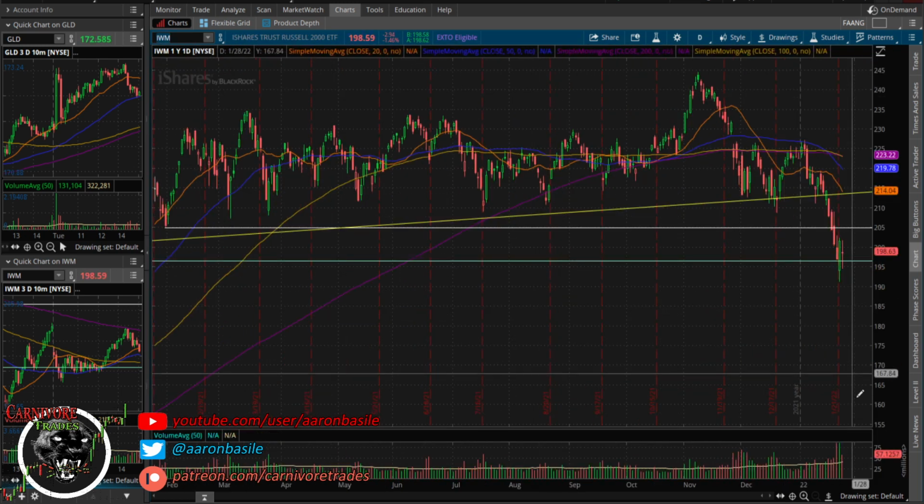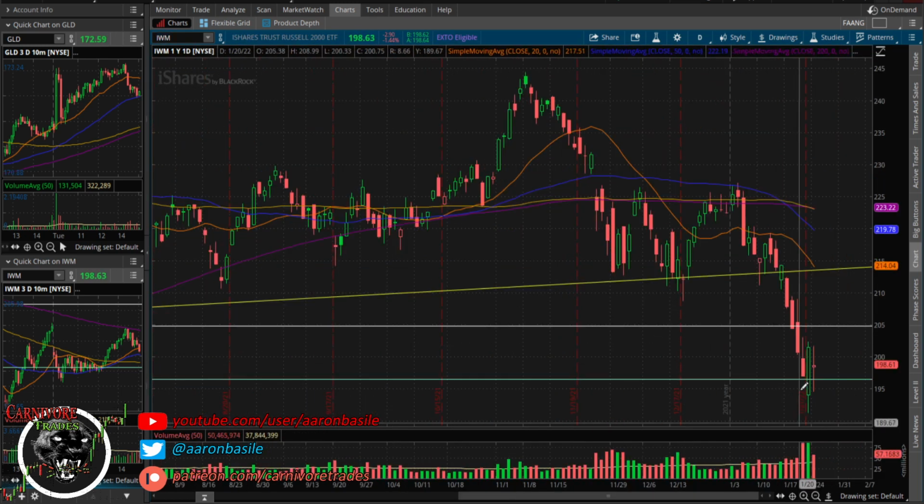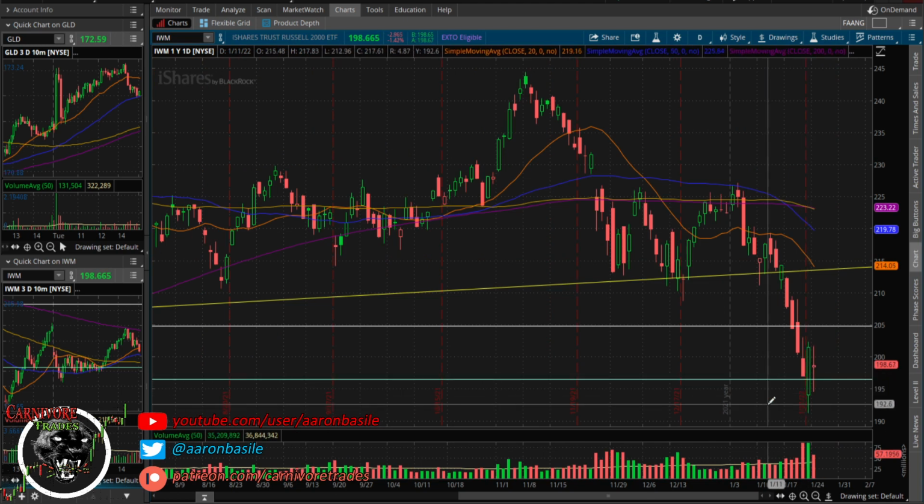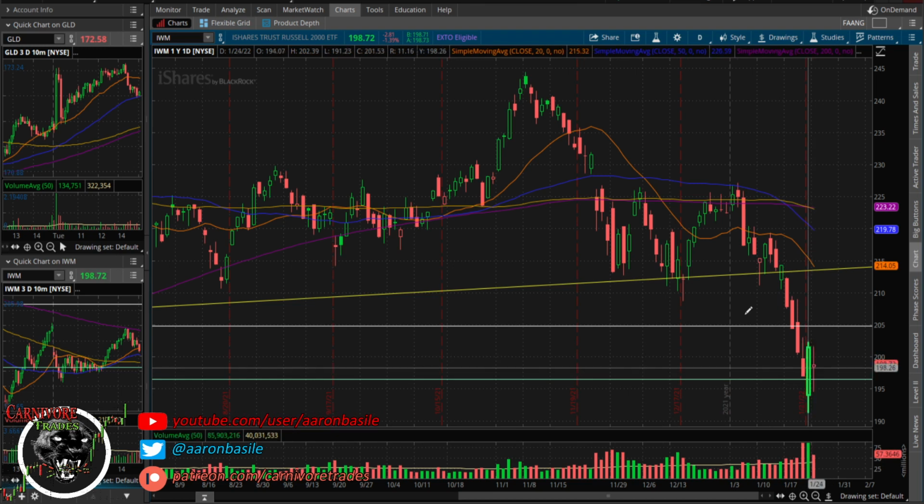Take a look at the Russell 2000. This one, again, we noted this yesterday. The Russell has been holding up better than some of the other indices. That is a bullish development. Nice inside day candle, a little bit of a pause here.